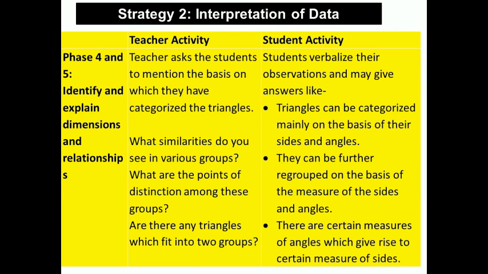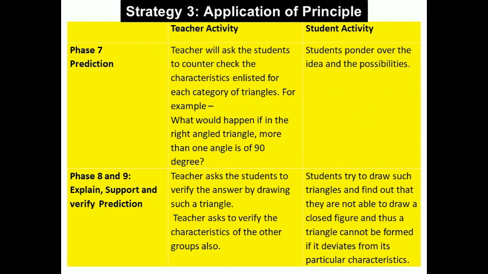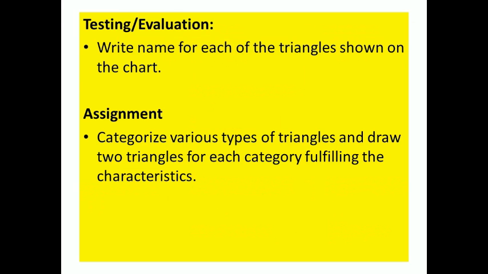In the same way, phases 4 and 5 are related to strategy 2, interpretation of the data. Phase 6 is also a part of strategy 2. Then comes strategy 3, application of principle. These are the 3 steps: phase 7, phase 8 and phase 9. This column belongs to teacher activity and this column belongs to student activity.